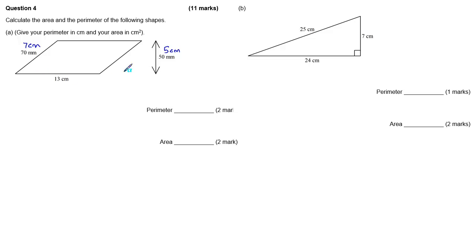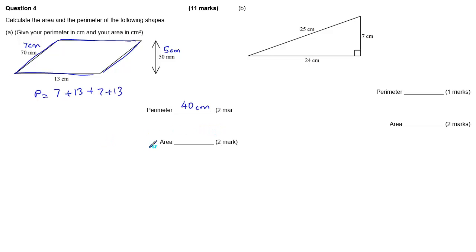So, if we're doing perimeter first, that's the distance around the shape. So we know that that's going to be, so we'll call it P, 7 add 13, add 7, add 13. 20 plus 20, so that's 40 centimetres.